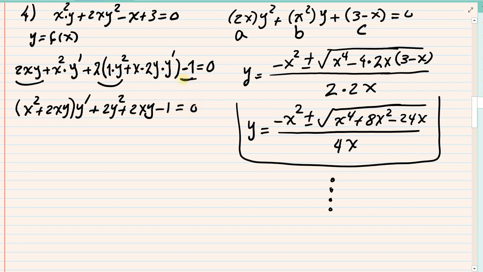There's also a negative 1 there, right? And let's see, I've got 1, 2, 3, 4, 5 terms. Yeah, looks good.